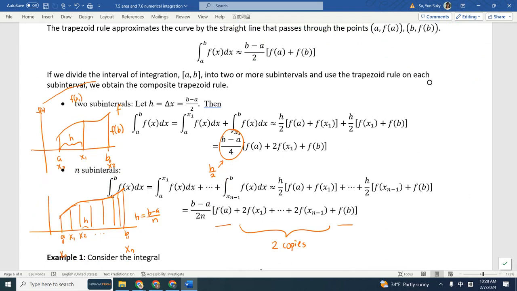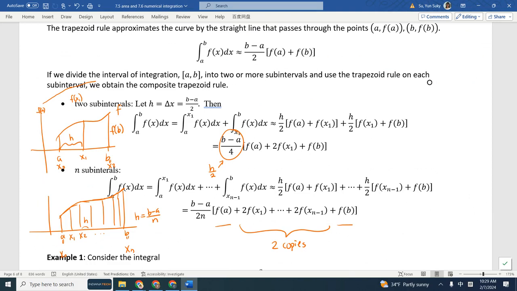Okay, so that is A and B, two trapezoids. So we have the midpoint. Let's call this x0, this x1, and this x2. And then our height: you see the height now is B minus A, divided by 2, because we cut it into two subintervals. So with two trapezoids, that is H. And now our integral from A to B is the integral from A to x1 plus the integral from x1 to B. Okay, everybody? So that's why the height is H.